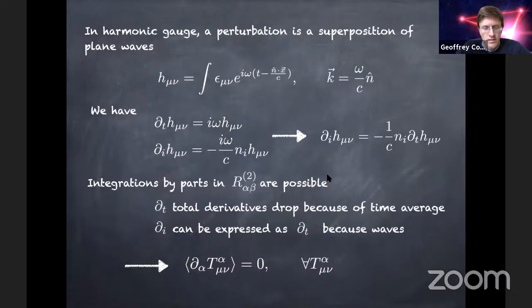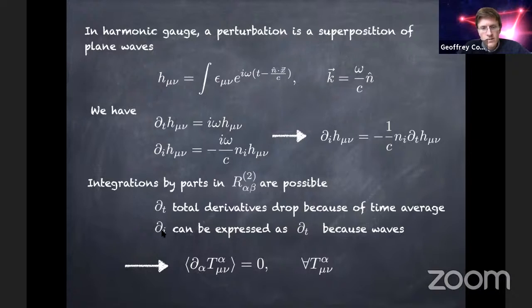Okay, let's keep that in mind. So now, inside of these time integrals, over high frequency, this total t derivative drops because of the time average. Because we integrate something over high frequencies, we integrate over times between some initial and final times, which are periods of the oscillations. And so this total time derivative just drops.